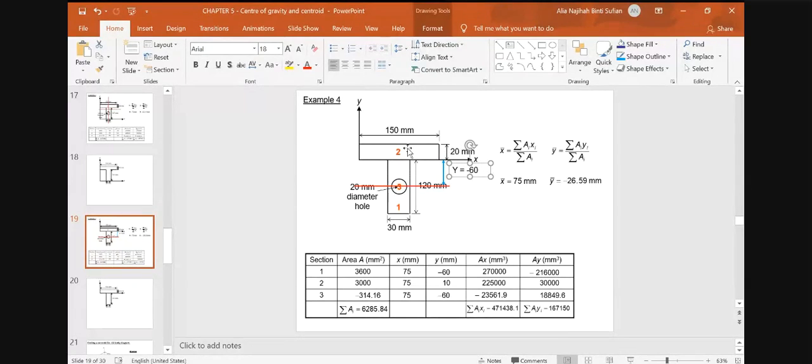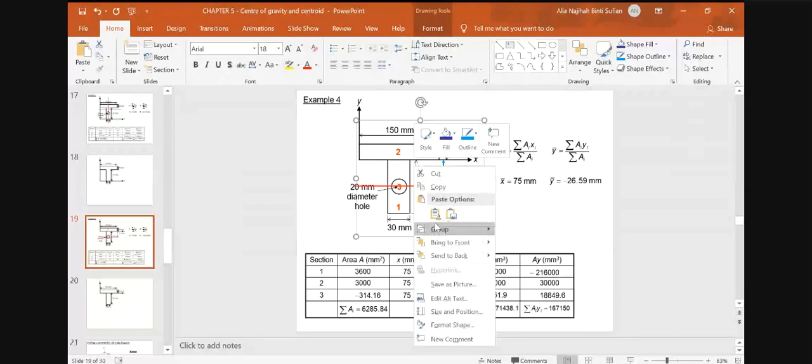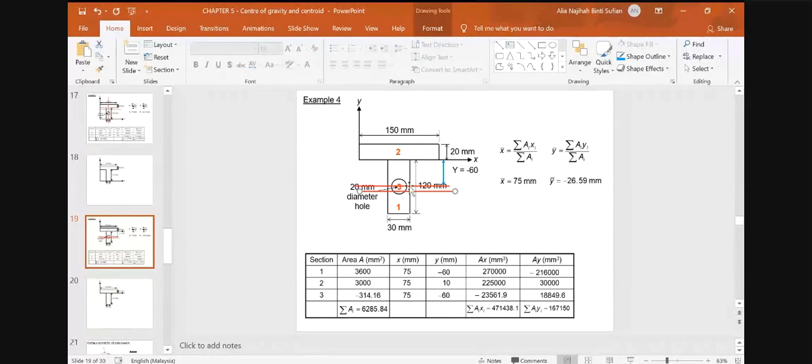For section number 2, the Y bar is here, and when we measure the distance from the horizontal line to the X bar, we get Y bar now is positive 10. Okay, 20 divided by 2, we get positive 10.